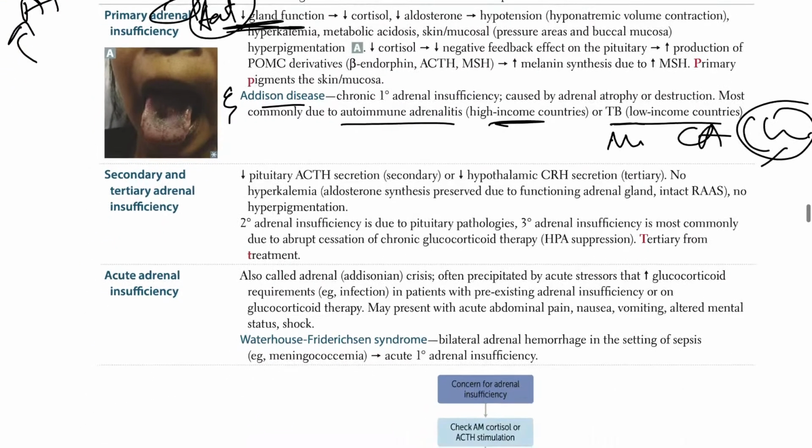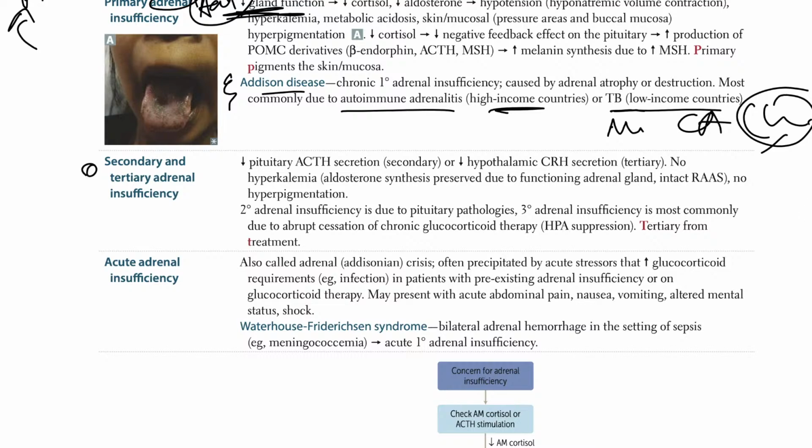Let's look at the next thing. What do we have? The secondary and tertiary. So we have secondary, then we have tertiary adrenal insufficiency.